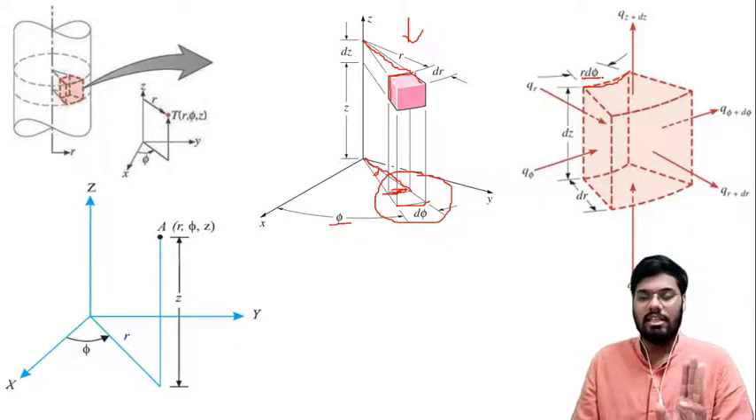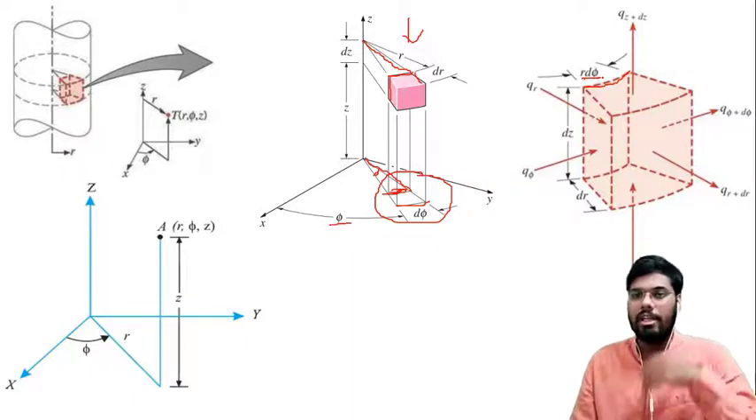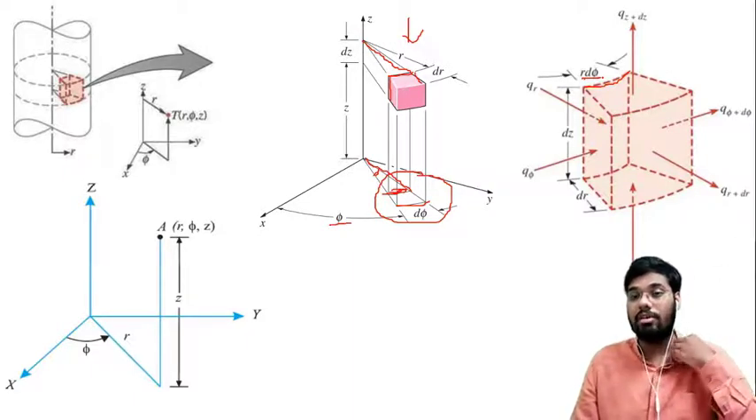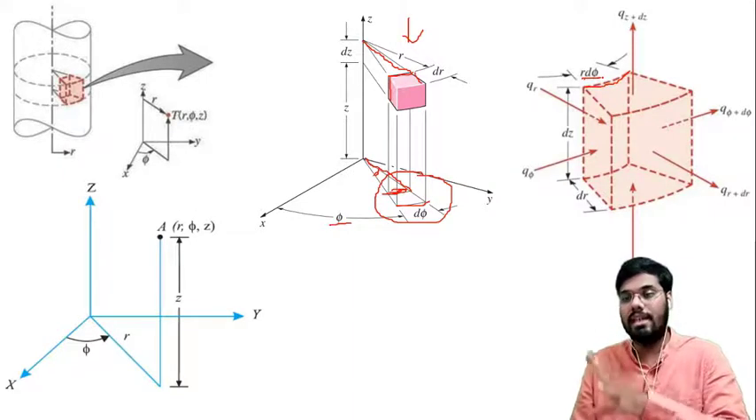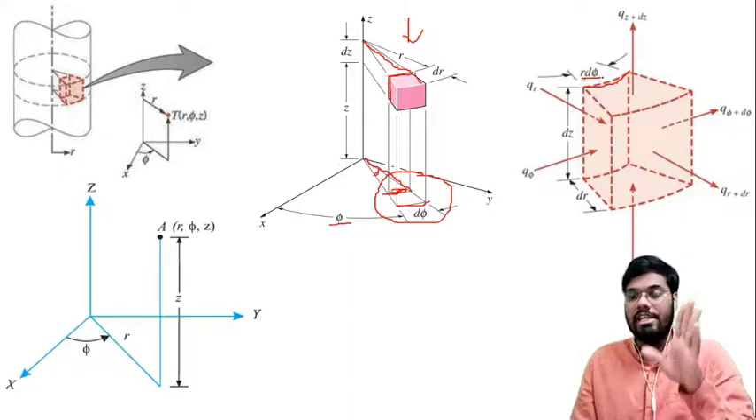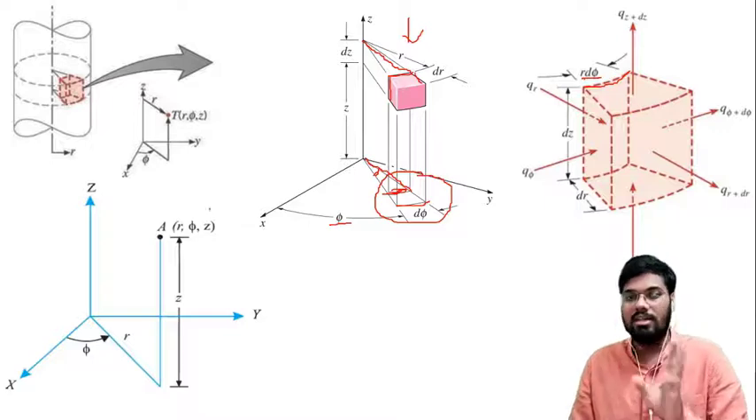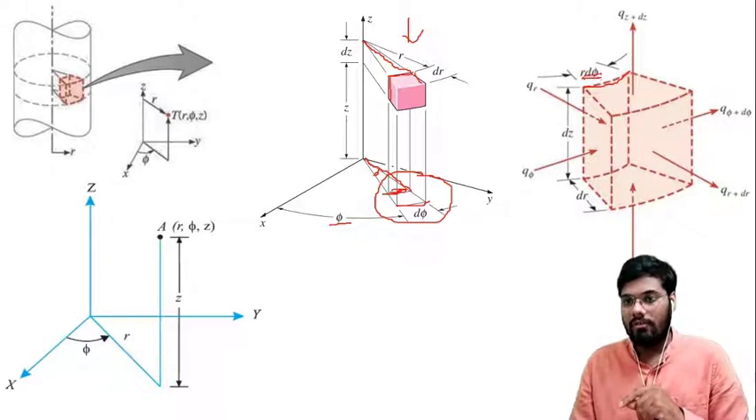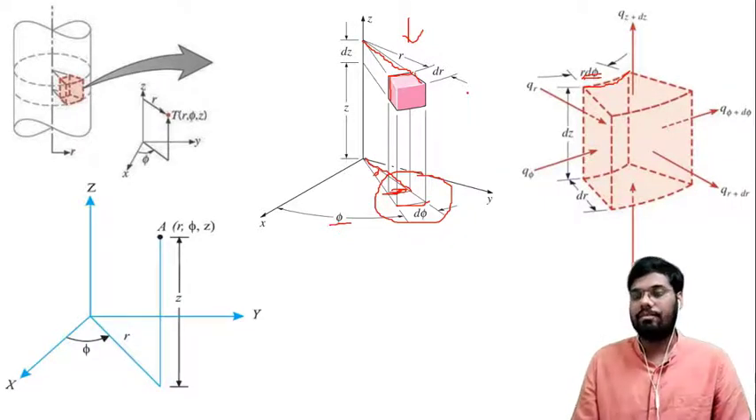These are the three things we need to understand. The remaining procedure will be the same as Cartesian coordinates. In Cartesian coordinates we have three variables x, y, z, and the volume is dx dy dz. Here the three variables are r, phi and z, and the volume is r d phi dz dr.